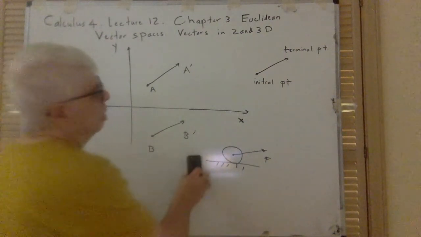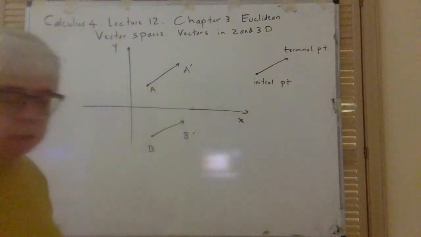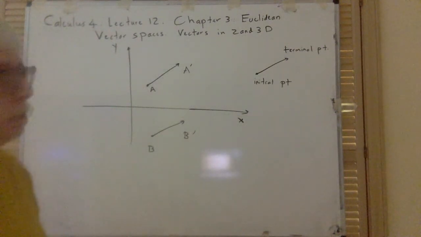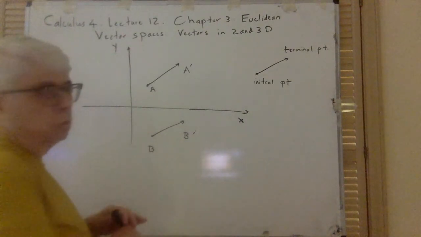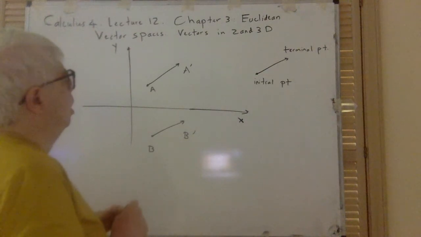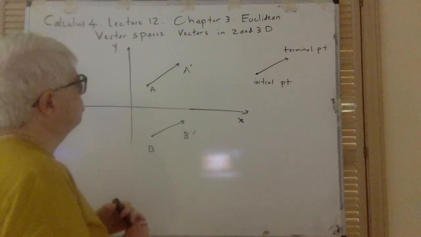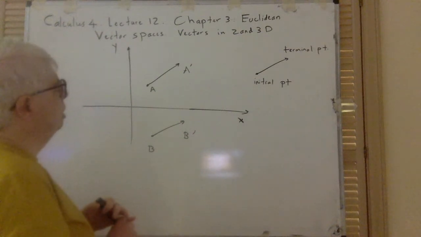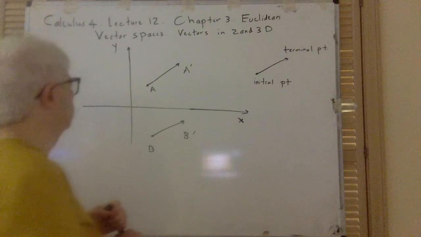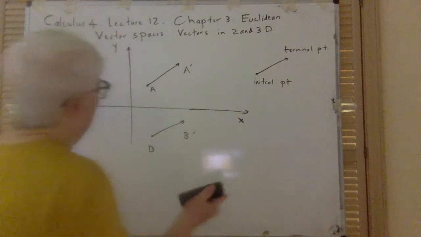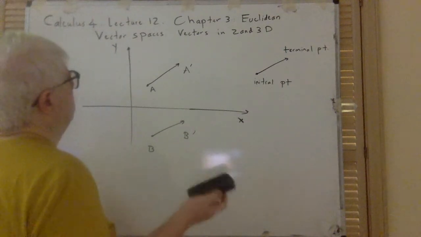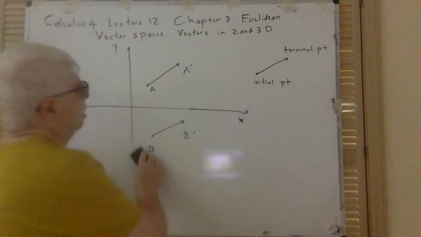But for us, because it is a translation of space, it can be applied anywhere, and we can just draw it anywhere. Okay, so it has a direction, it has a magnitude. Now, how do we represent them algebraically?